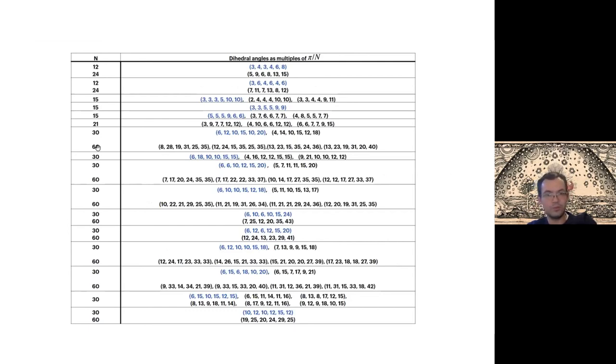But also, well, maybe nobody just searched for them. I don't know. But somehow it's not a very big denominator, so it's easy to make a computer search up to denominator 21.